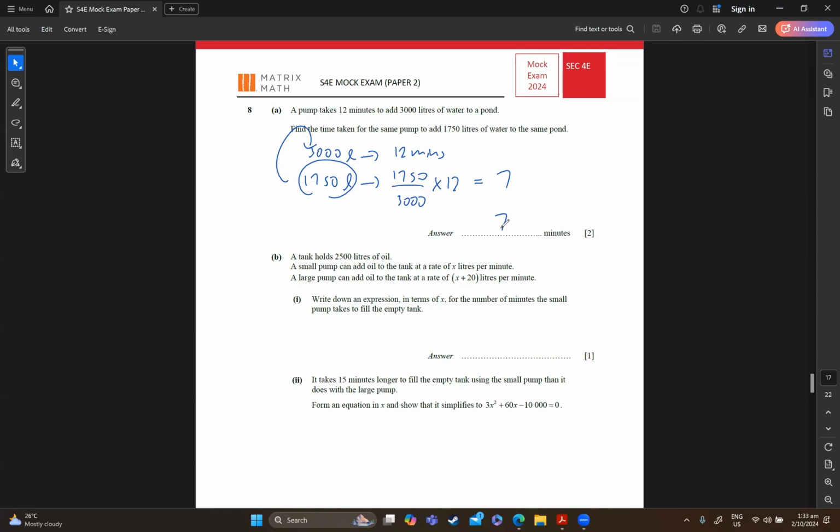Okay, B part 1. Write down an expression in terms of x for the number of minutes the small pump takes to fill the empty tank. So x liters, 1 minute. So it's 2,500 liters, 2500 over x times 1.